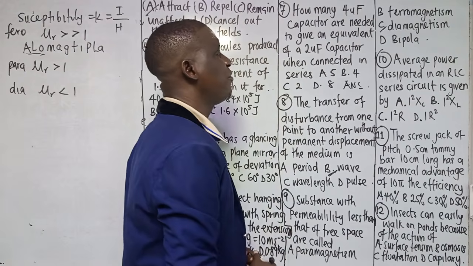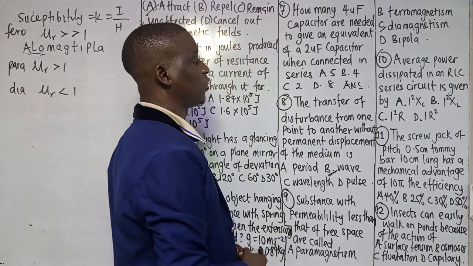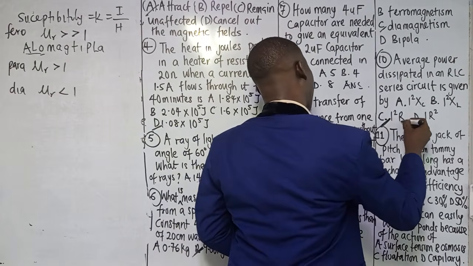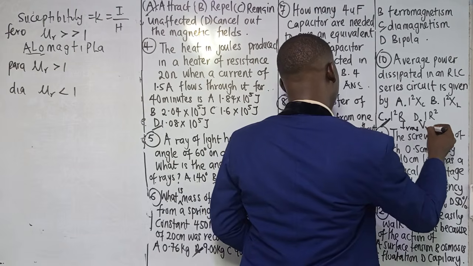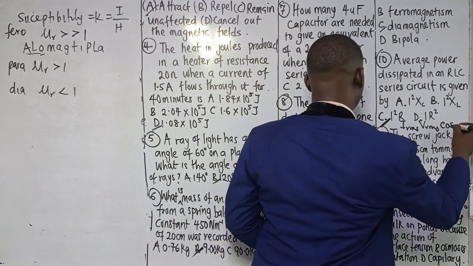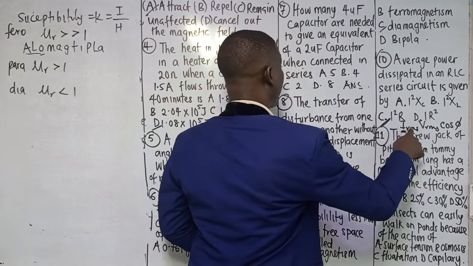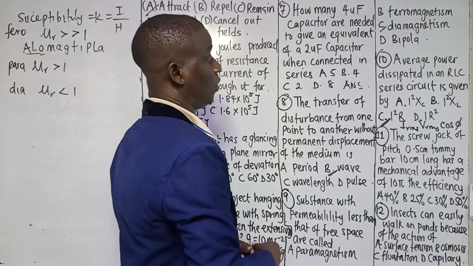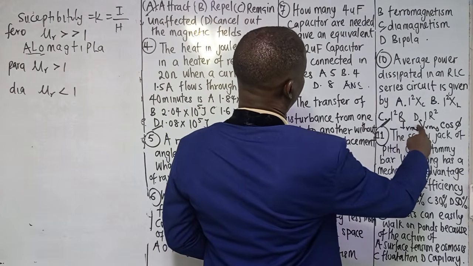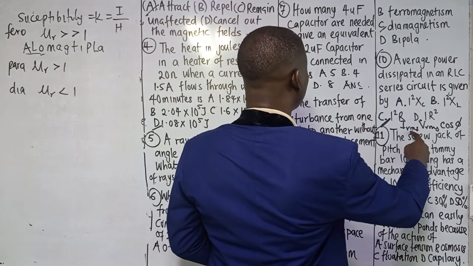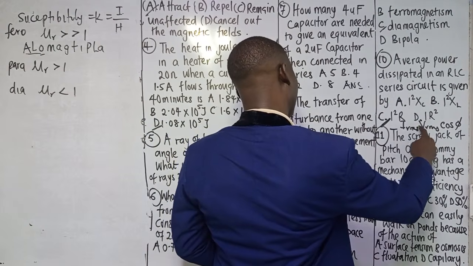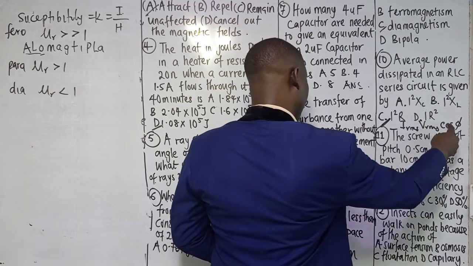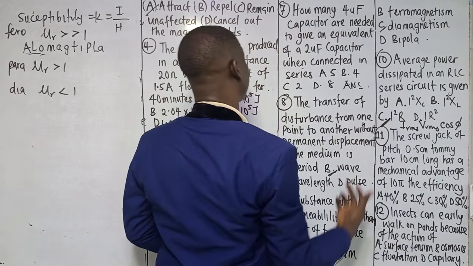Then number 10 says the average power dissipated in an RLC circuit is what? We can also write it as I_RMS times V_RMS times cos phi, where cos phi is the power factor. That is the root mean square current and root mean square voltage multiplied by the power factor. This gives us I squared R.